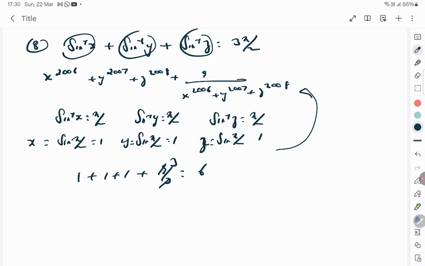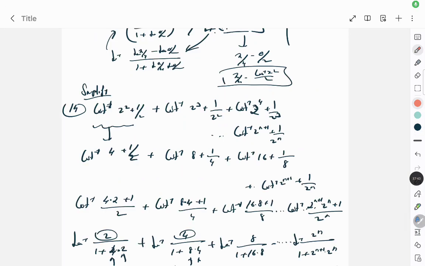Let's go to the next question. Cot inverse of 2 square plus 1 by 2 plus cot inverse of 2 cube plus 1 by 2 square plus cot inverse of 2 to the power 4 plus 1 by 2 cube.